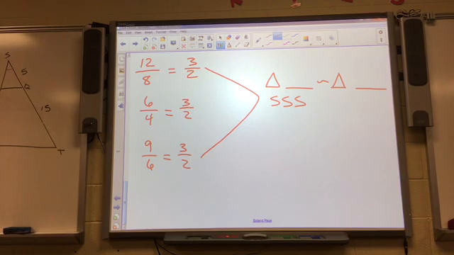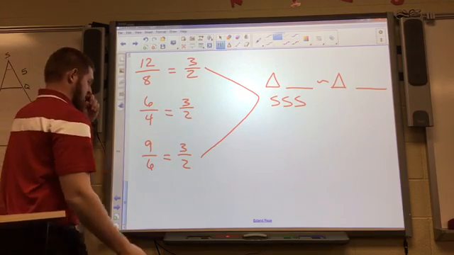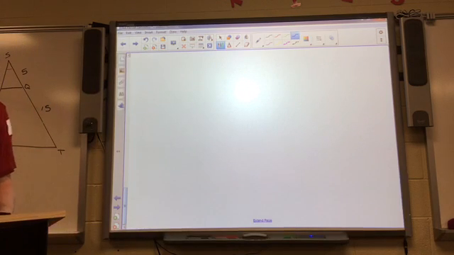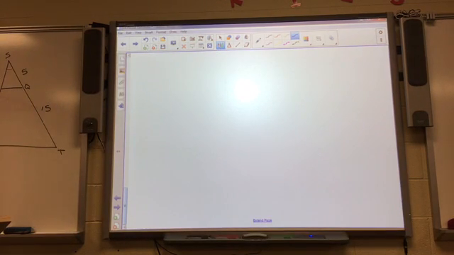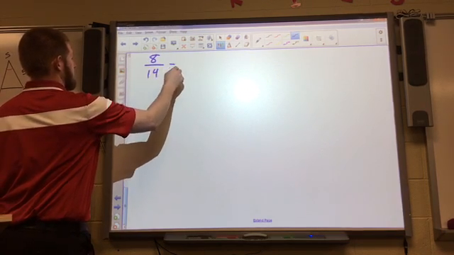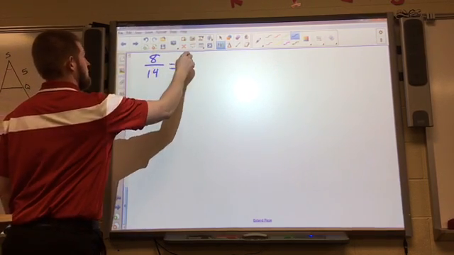Okay. Now, does that mean those are the only two that are similar? No. Okay, so let's check the last two. So I'm doing the middle one and the last one this time. So on the middle one, my 8 goes with what? Which reduces to 4 over 7.